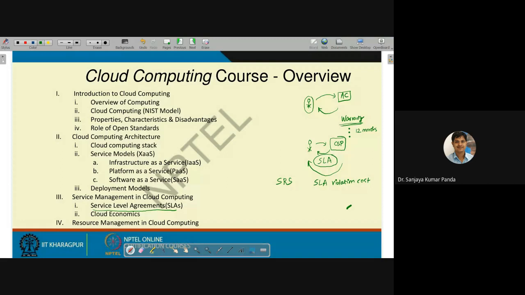Okay, the next topic we are going to discuss is cloud economics, right? It is also a very important topic. In each and every company, we have a position called CTO. What is the full form of CTO? Can anybody guess? When you join a company, you will see there is a post called CTO. What is the full form of CTO? You know CEO, right? Chief Executive Officer. What is CTO?